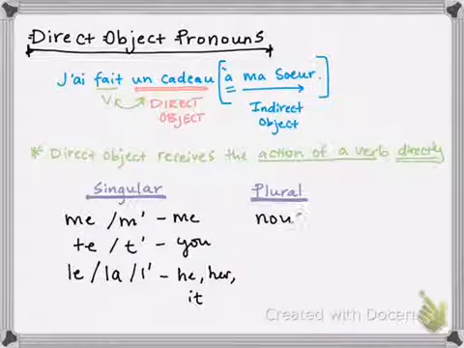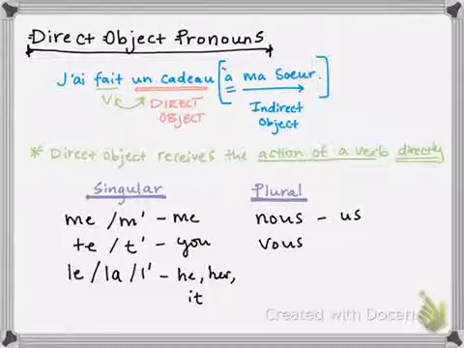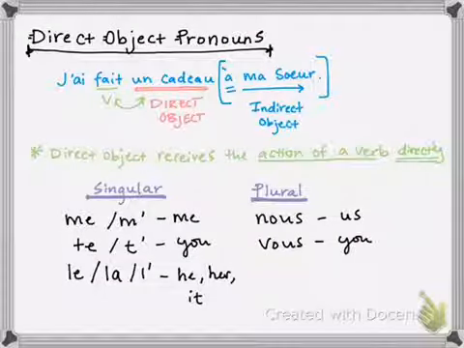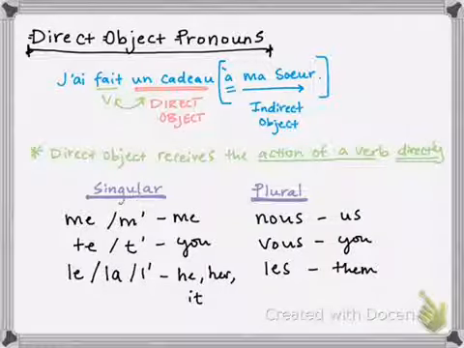Okay, then nous is us, vous is you, and then instead of leur here, remember, in indirect object pronouns we have lui and we have leur. Instead of lui and leur, we have le, la, l', and les. Okay, and les is them, so that's our plural.